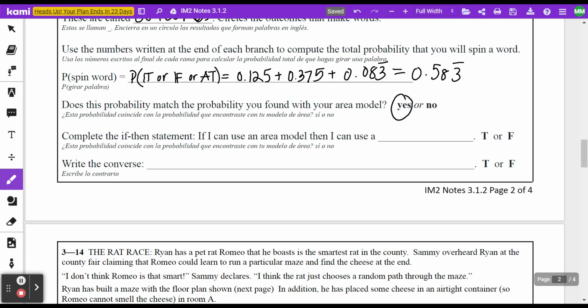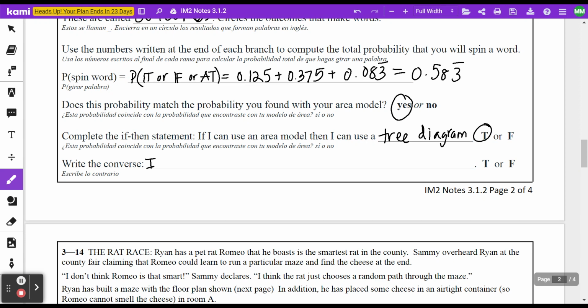So let's look at this. We can make an if-then statement. If I can use an area model, then I can use a tree diagram. And that's true. And then let's write our converse. In math, as often as possible, it's nice to have rules of thumb, theorems, whatever, written as if-then statements. And it's also always really useful to examine their converse, because sometimes the converse is true and sometimes it isn't.